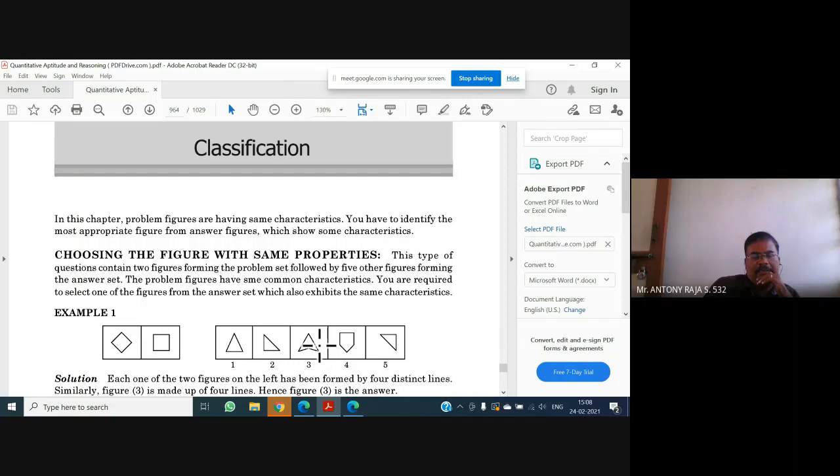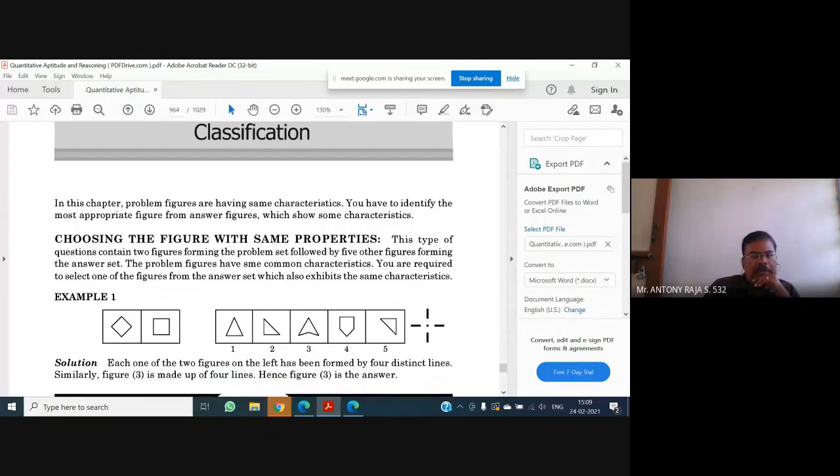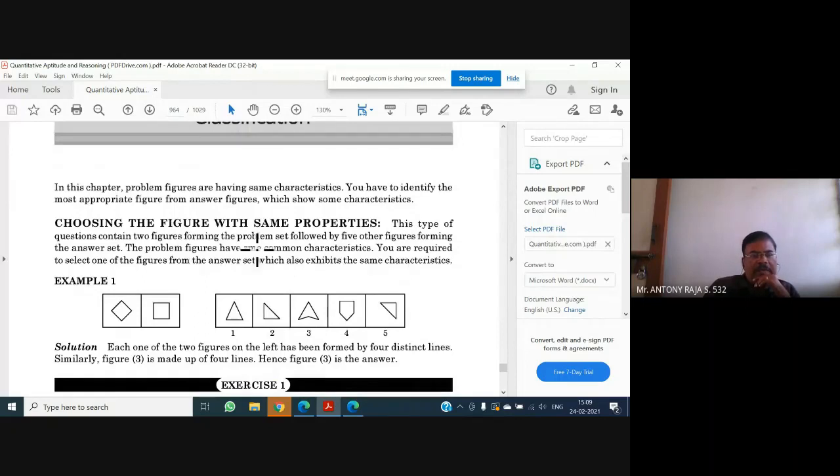But here the shape is different, but the only thing is four lines are there. So we need the most appropriate figure from the answer figures. These are all answer figures or options which share some characteristics. Understand? Some figures are given: the figures on the left side are problem figures, and the figures on the right side are answer figures. Now coming to the statement: choose the figure with the same property.